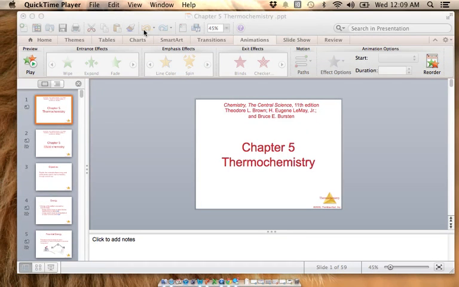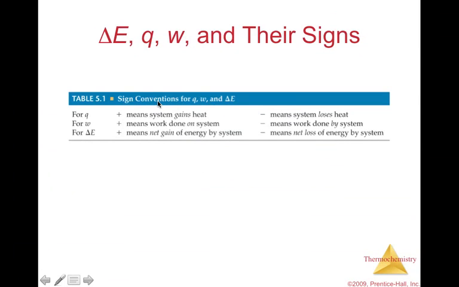Now lastly, you need to know what the signs are. So what we use, let me go back over here. For Q, Q is a symbol that we use for heat. Delta E is the change in energy. W is the work. And then we're also going to talk about the signs that they have. So don't worry too much about this part.